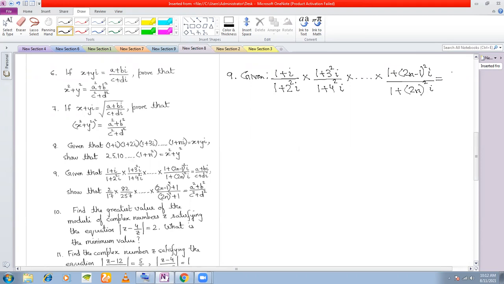This is given to you equal to (a plus bi) by (c plus di). You need to prove 2 by 17 into 82 by 257 and so on is equal to (a square plus b square) by (c square plus d square). Now once you see on the right hand side a square plus b square, and in the denominator c square plus d square, you know that a square plus b square is nothing but the modulus of a plus bi, and c square plus d square is nothing but the modulus of c plus di. So obviously you'll have to take mod on both sides. Let's take mod on both sides.